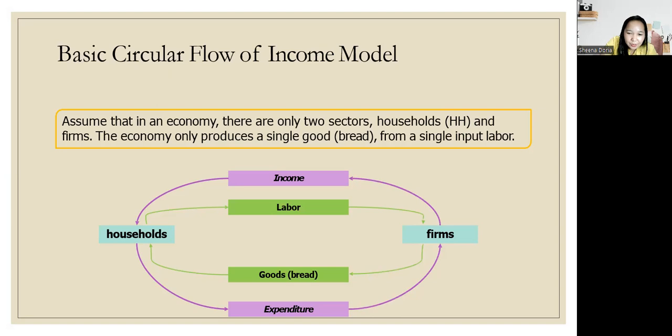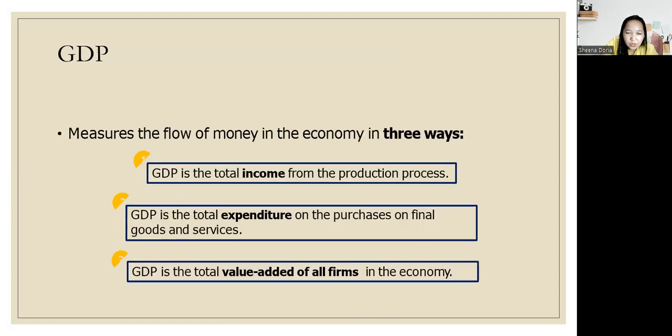Okay. So to discuss further, yung GDP measures the value of the flow of money in the economy in three ways. First is total income. Second is total expenditure. And the third one is value added of all firms in the economy. So, yung sa value added of all firms, mayroon din ways paano nyo siya i-compute. Pero ang most common dito yung total income and total expenditure.